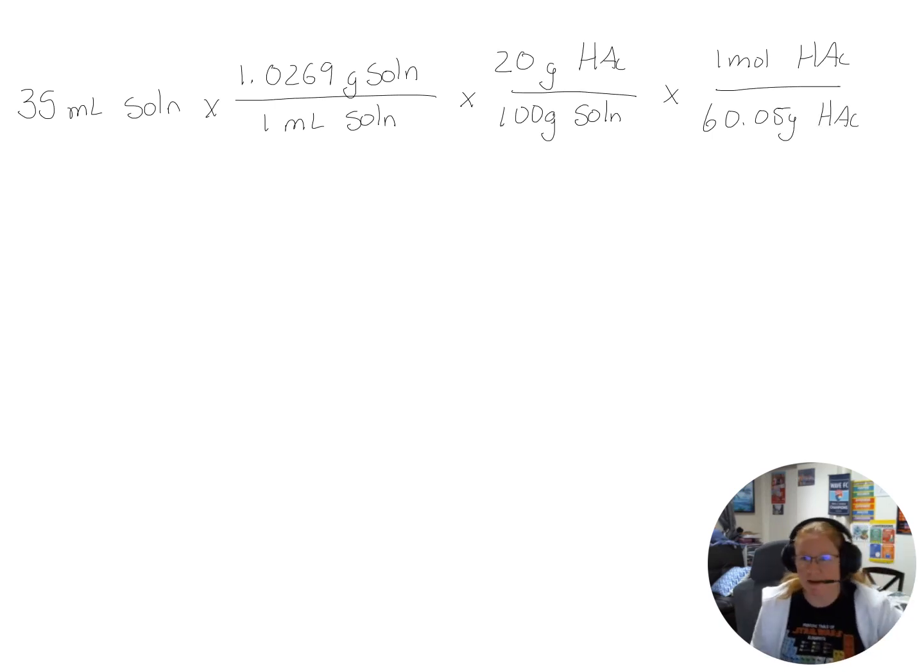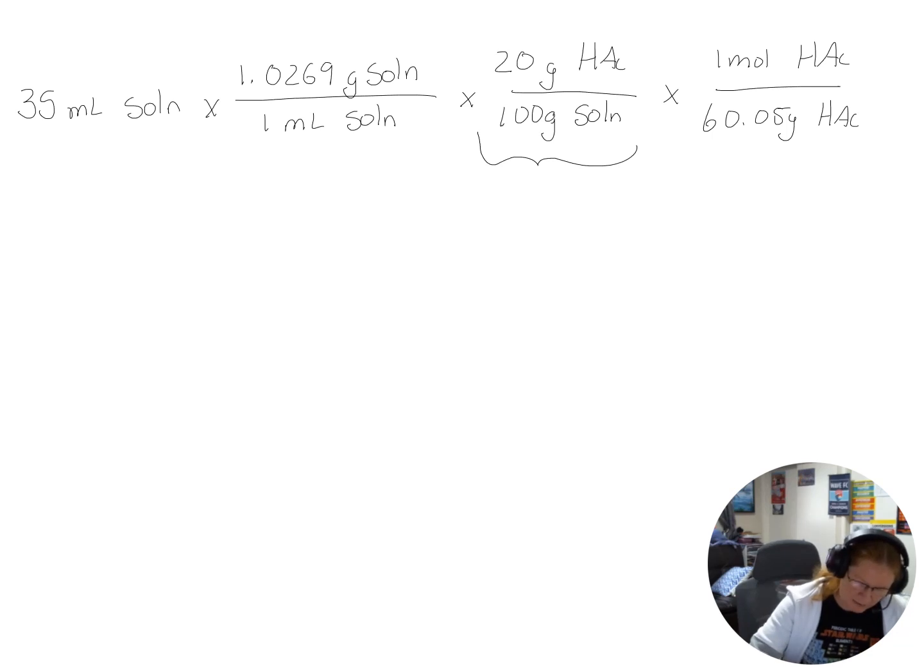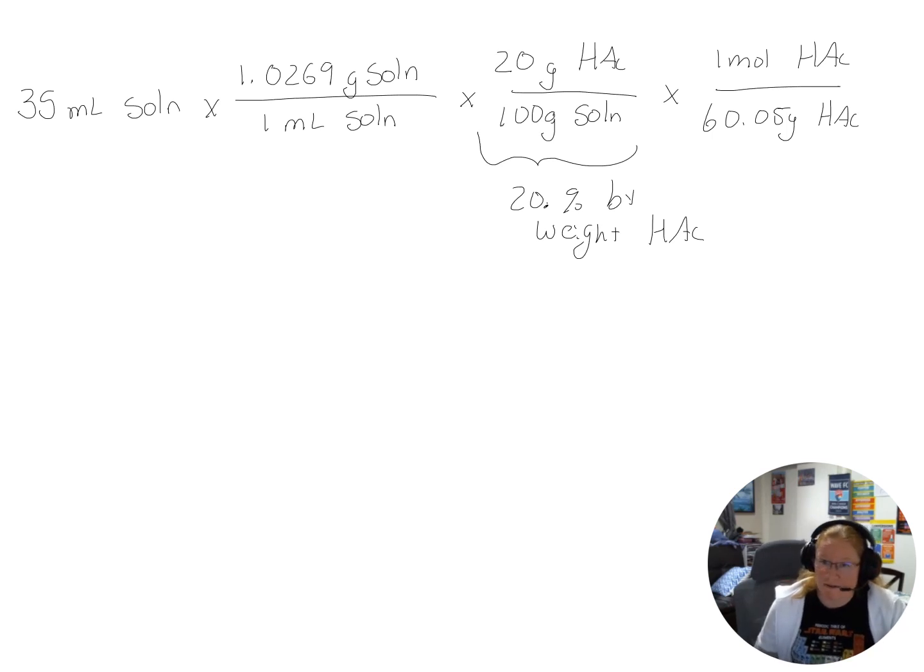That 20 grams of acetic acid per 100 grams of solution is from that 20% by weight acetic acid, because remember we were given that in the problem. So that's how that's put in there. Now that we have all the pieces, we can pull out a trusty calculator, punch that all in, and we come up with 0.1197. Are we done at this point, or is there one more step? We do have one more step.